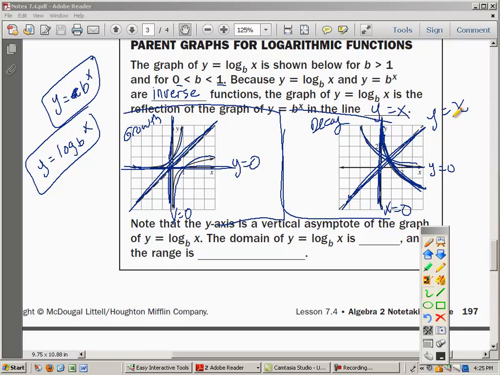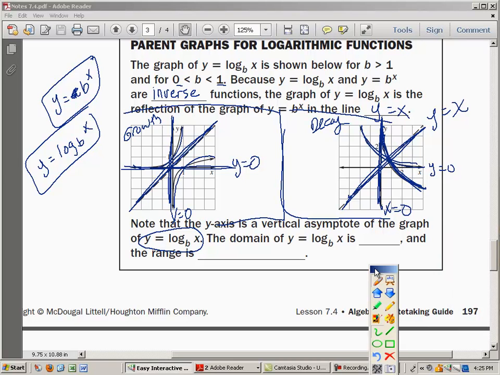Note that the y-axis is a vertical asymptote of the logarithmic graph, and so the domain of the function is x has to be all numbers that are greater than 0. And again, what did we talk about? We said because this function was restricted to all values of y greater than 0, when I take the inverse of it, the values of x are only those numbers this way. Notice that my logarithm graph doesn't exist over here in the second and third quadrant.